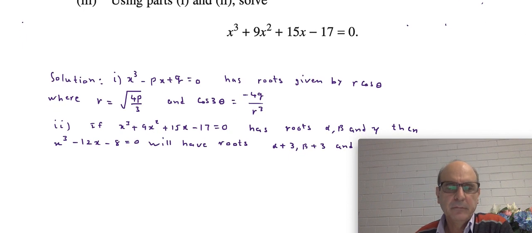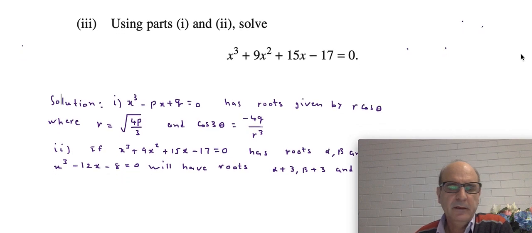What we know from the previous parts is if we have a cubic equation like this, then it's going to have solutions in the form of r cos theta, where r is equal to the square root of 4p on 3, where minus p is the coefficient of x, and cos 3 theta is equal to minus 4q over r cubed, where q is the constant in this equation. As we can see in this cubic equation, the term with x squared is missing.